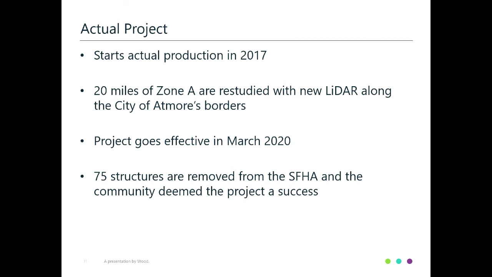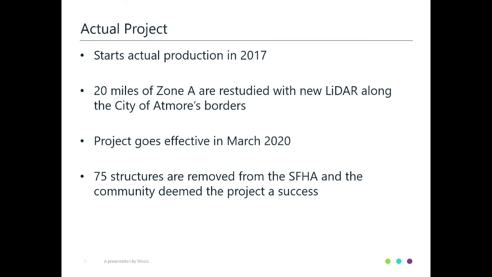So finally, after much deliberation, the option was decided that a small physical map revision would be pushed for, just to worry about the studying immediate area of Atmore and the FIRM panels touching the streams most affected. Actual production started in April 2017. Just 20 miles of Zone A streams were revised, utilizing the new 2013 LiDAR. The project went preliminary in June 2018, then effective in March 2020.